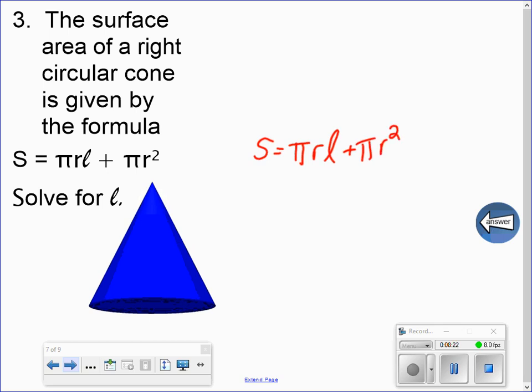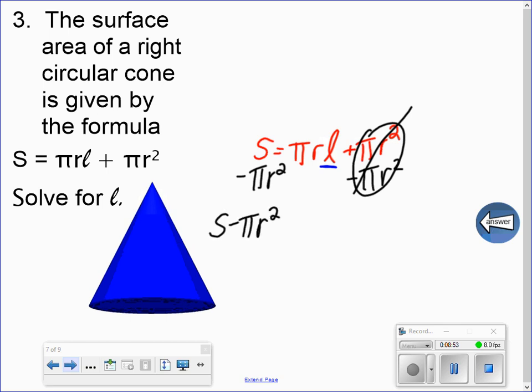We're doing reverse order of operations. So we need to get everything that's not the L to the other side. So anything that's not this L needs to move. The first thing that we want to move is this pi r squared, because it's being added. We undo anything that's being added or subtracted to the variable first. So we're subtracting this pi r squared from both sides. It forms a zero pair here, so it goes away. And here we're going to have S minus pi times radius squared is equal to pi r L.